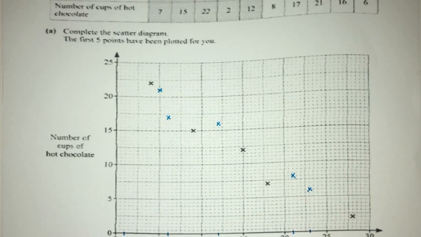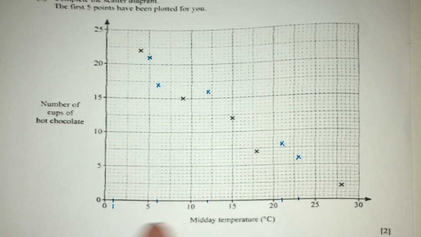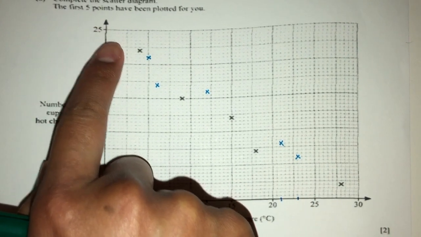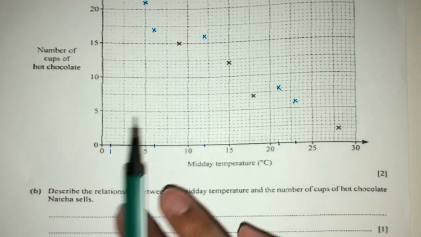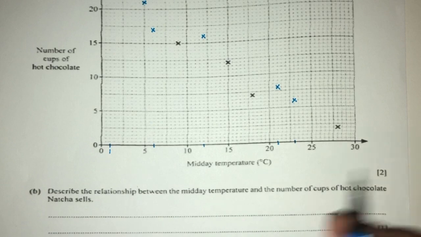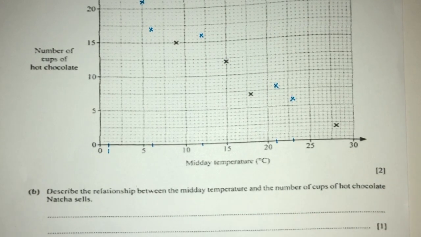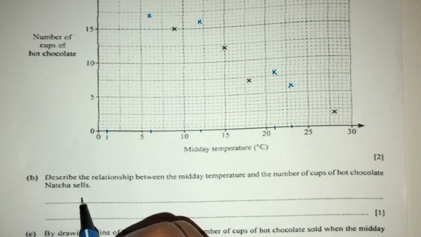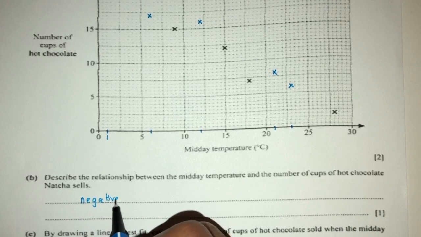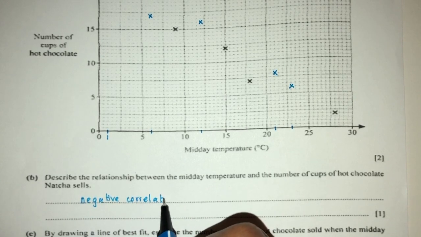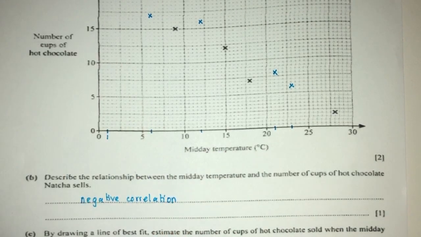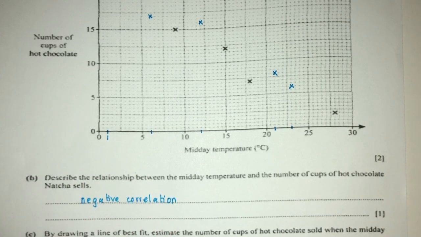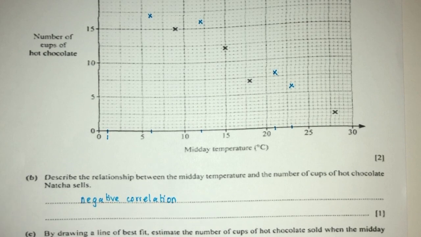Okay, so once you plot the diagram, you can see what's happening here. As the temperature is increasing, the number of cups sold is decreasing. This is why we have this question: describe the relationship between the temperature and the cups sold. So you can write they have a negative correlation. Obviously, I'm writing the shortcut here. You can write this, or you can say as one increases, the other decreases. You will have your points for part B.